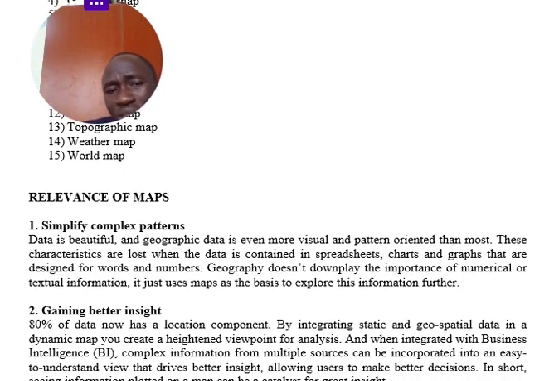So those are some of the types of maps that we are going to be talking about. For now, I beg we stop from there, where we shall be picking up from what we call the relevance of maps. I beg to submit.